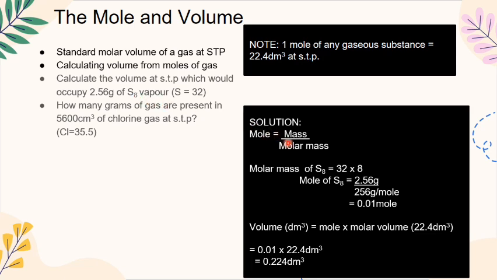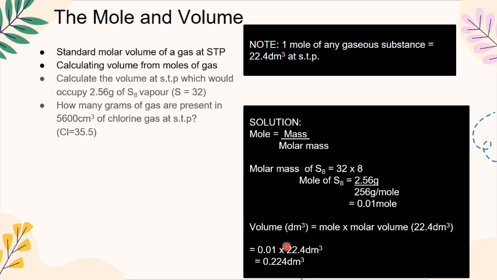So we have mass divided by molar mass. Molar mass is equal to 32 times 8. Then the mole of S8 is equal to 2.56 grams, that is the value we have here, divided by 256 grams per mole, which is the molar mass of S8. So that gives us 0.01 mole.